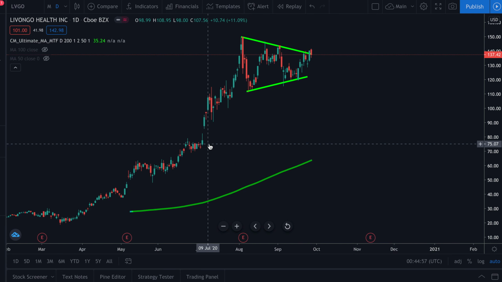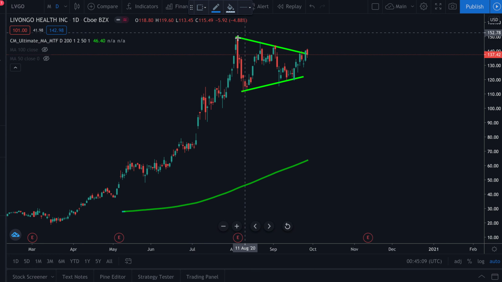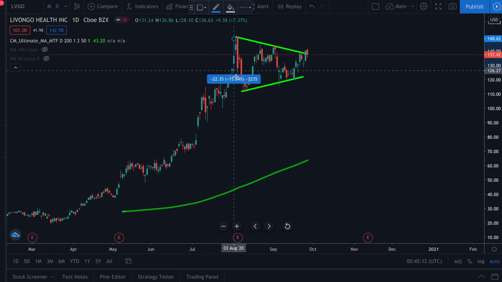For example, I think Livongo had something like a minus 20% correction, actually, yeah, it's probably like a 23% correction back in early August. And this was around the time that they merged with Teladoc, ticker symbol TDOC. And so obviously after that correction, Livongo is now entering this trading range. And in my opinion, Livongo is going to break out.